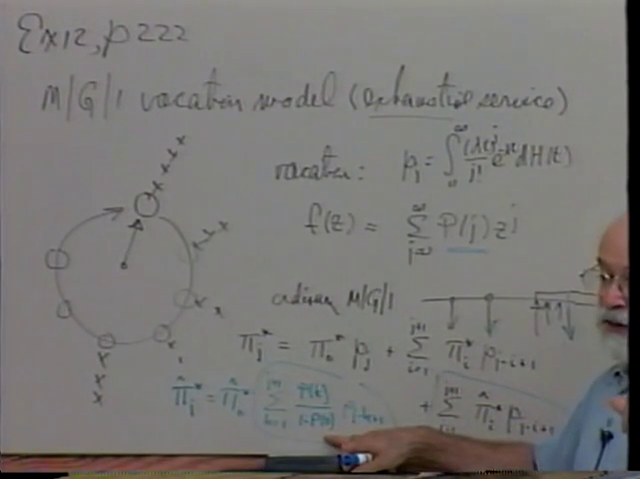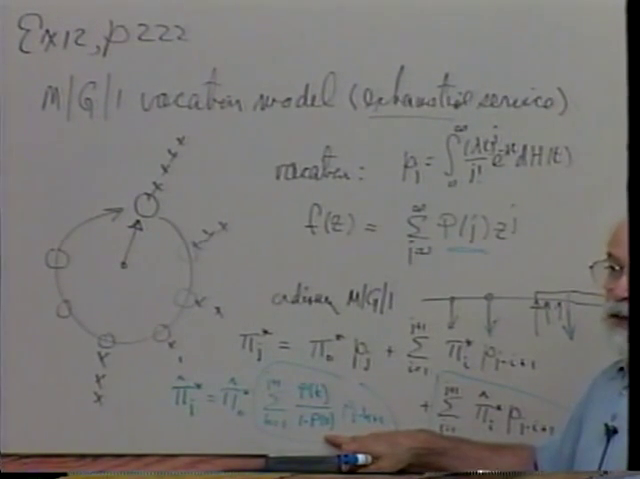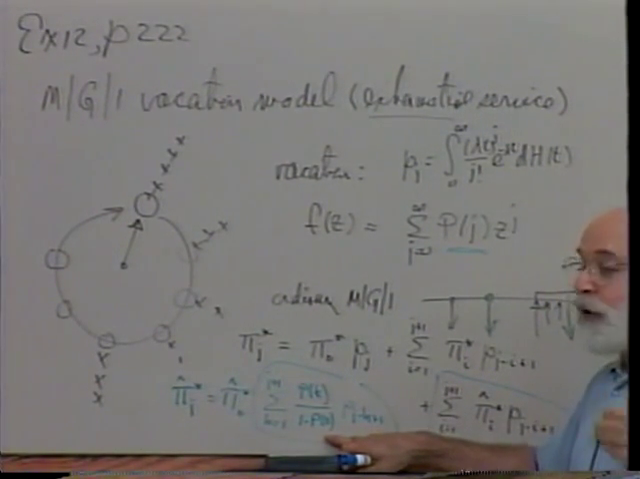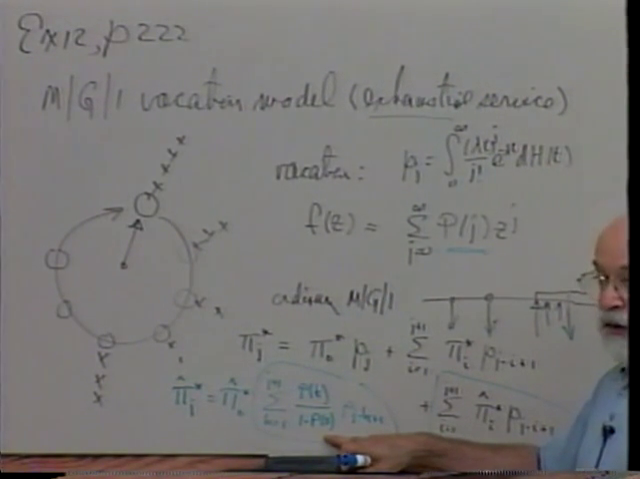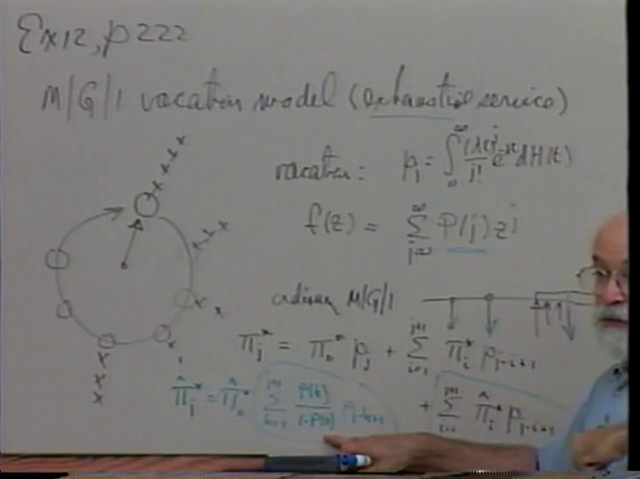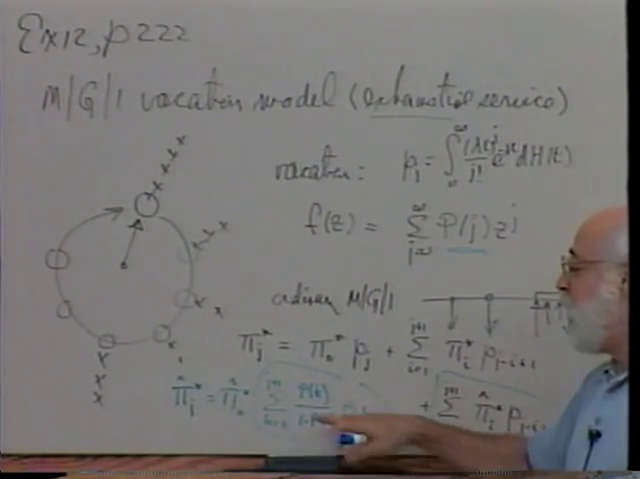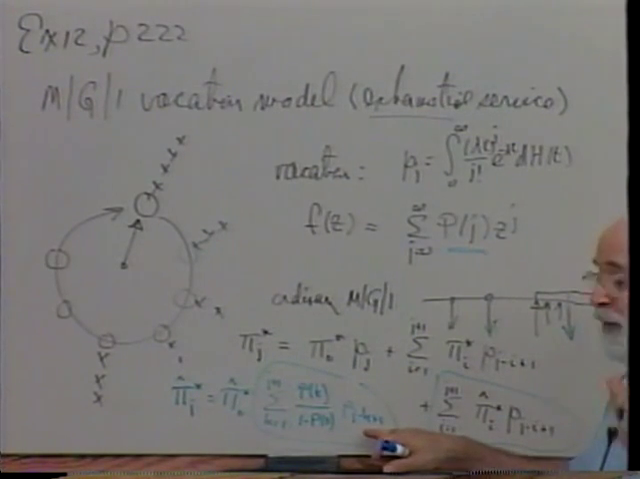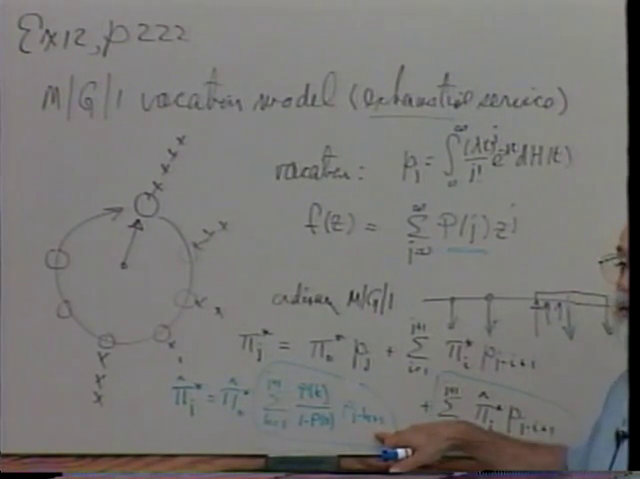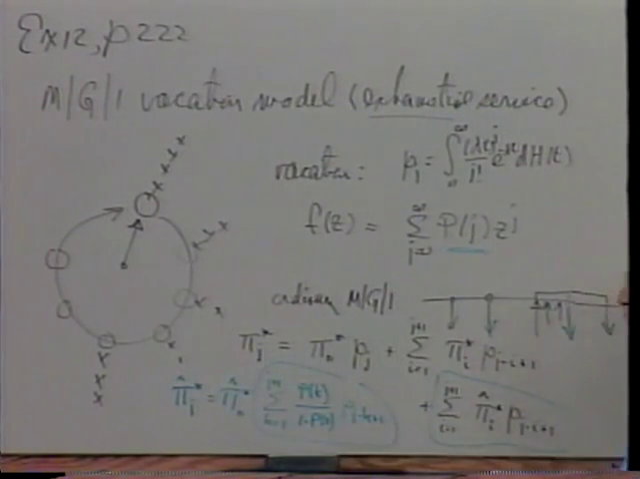And from that point on, it doesn't matter how those customers got there. All that matters is that he starts to work, and when the first customer leaves after the server returns from vacation, the probability that he will leave behind him J is the probability that during the service time of that customer, J minus K plus 1 arrived. Now it's exactly the same as this. So this term and this term are analogous.